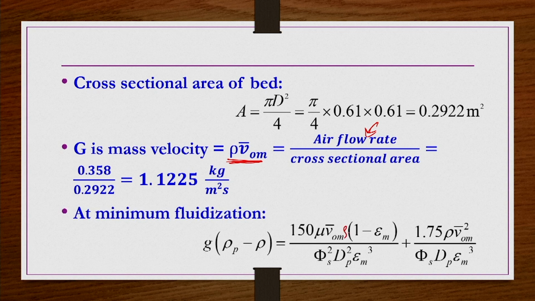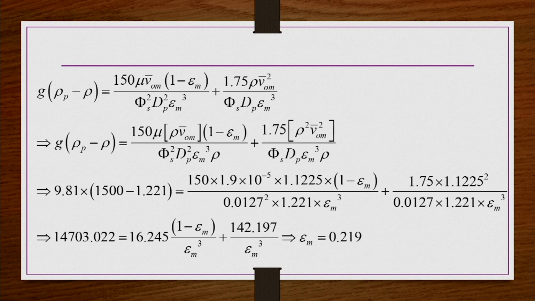Now, on the right-hand side we multiply and divide by the density, so that we get rho times the minimum fluidization velocity terms, and those terms we can replace by G. So, this equation is in terms of G, which we have already calculated. In this equation everything is known, this is nothing but G, this is nothing but G square. G we have calculated as 1.1225, and all the other properties are also known, except the voidage at minimum fluidization condition, epsilon m.